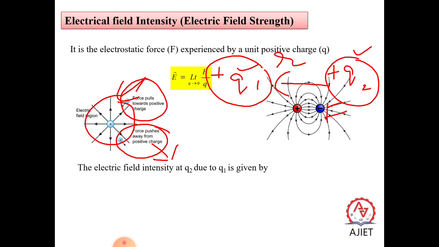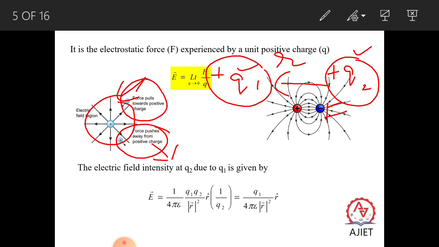So how to write? It is given by E is equal to 1 by 4 pi epsilon Q1 Q2 by R square. So we know this one. What is electric field? Electric field is the force experienced by unit positive charge Q2. So when you apply Coulomb's law, what is E? E is equal to F, and F is 1 by 4 pi epsilon Q1 Q2 by R square.